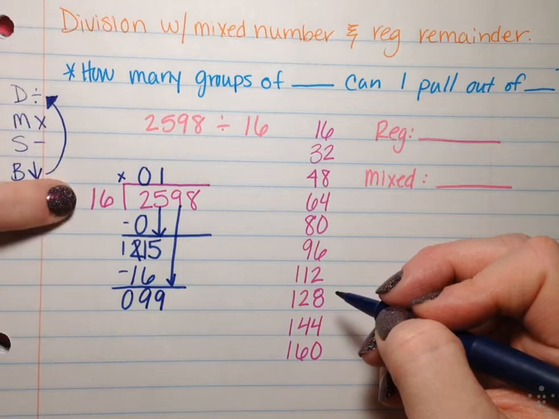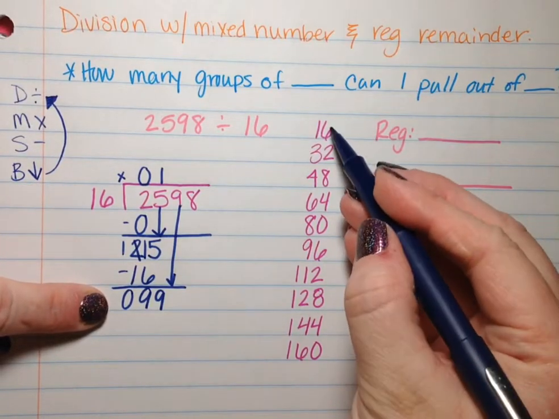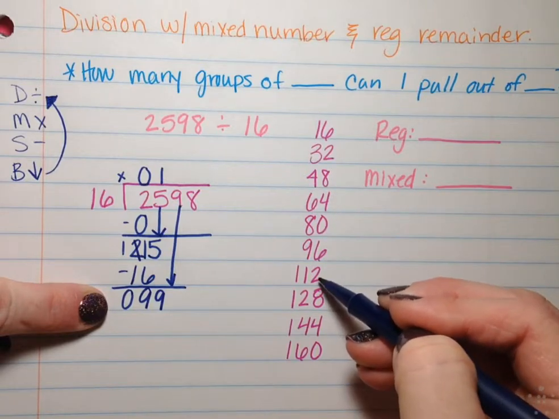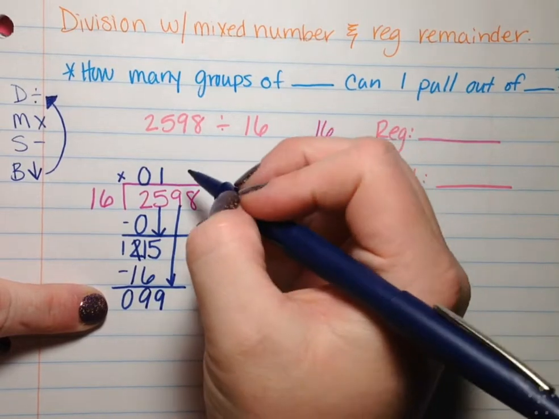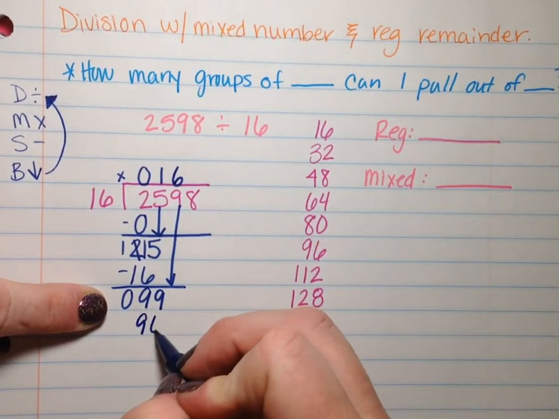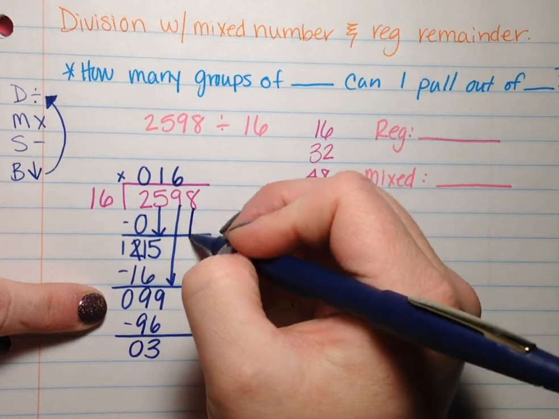How many groups of 16 can I pull out of 99? Well, I'm going to check my multiples here. That's too much, so I'm going to go back. 1, 2, 3, 4, 5, 6. My 6 goes up. I multiply and I get 96. Subtract, I get 3. Bring down the 8.